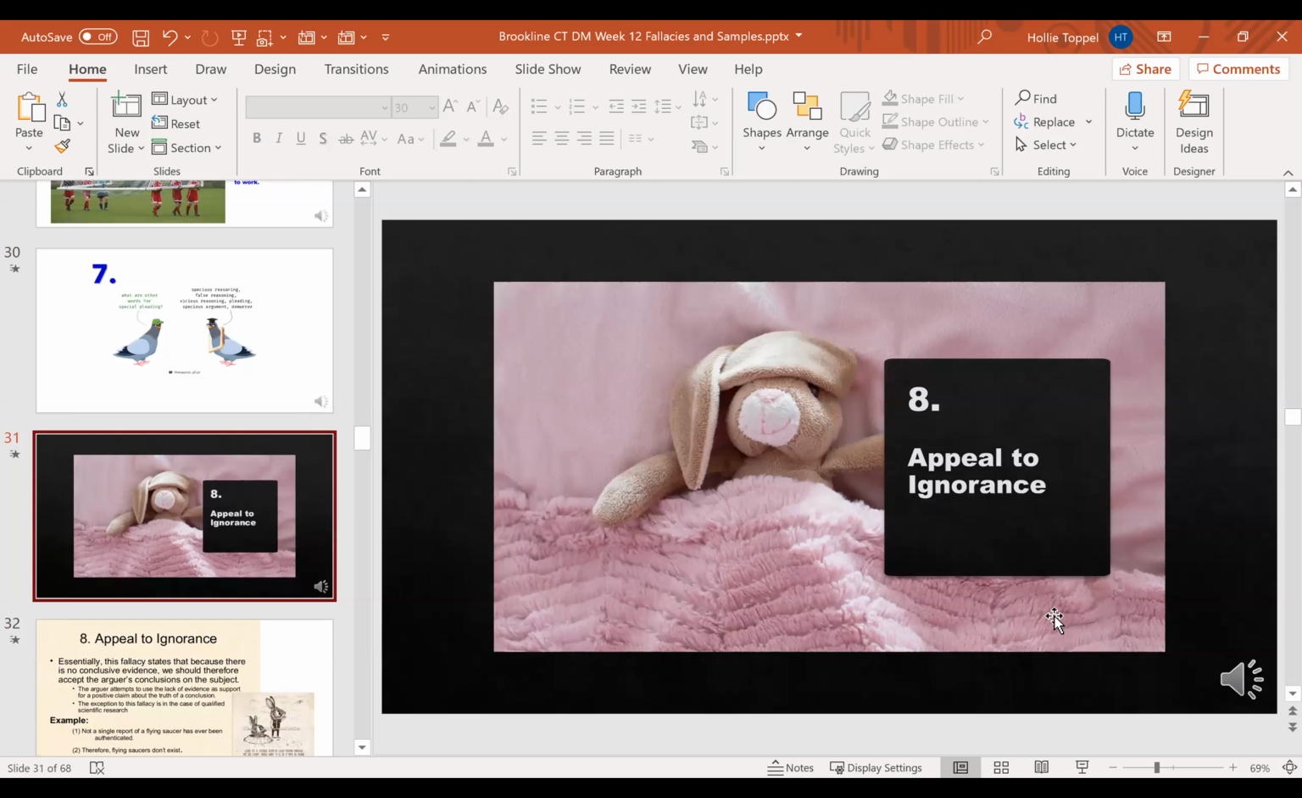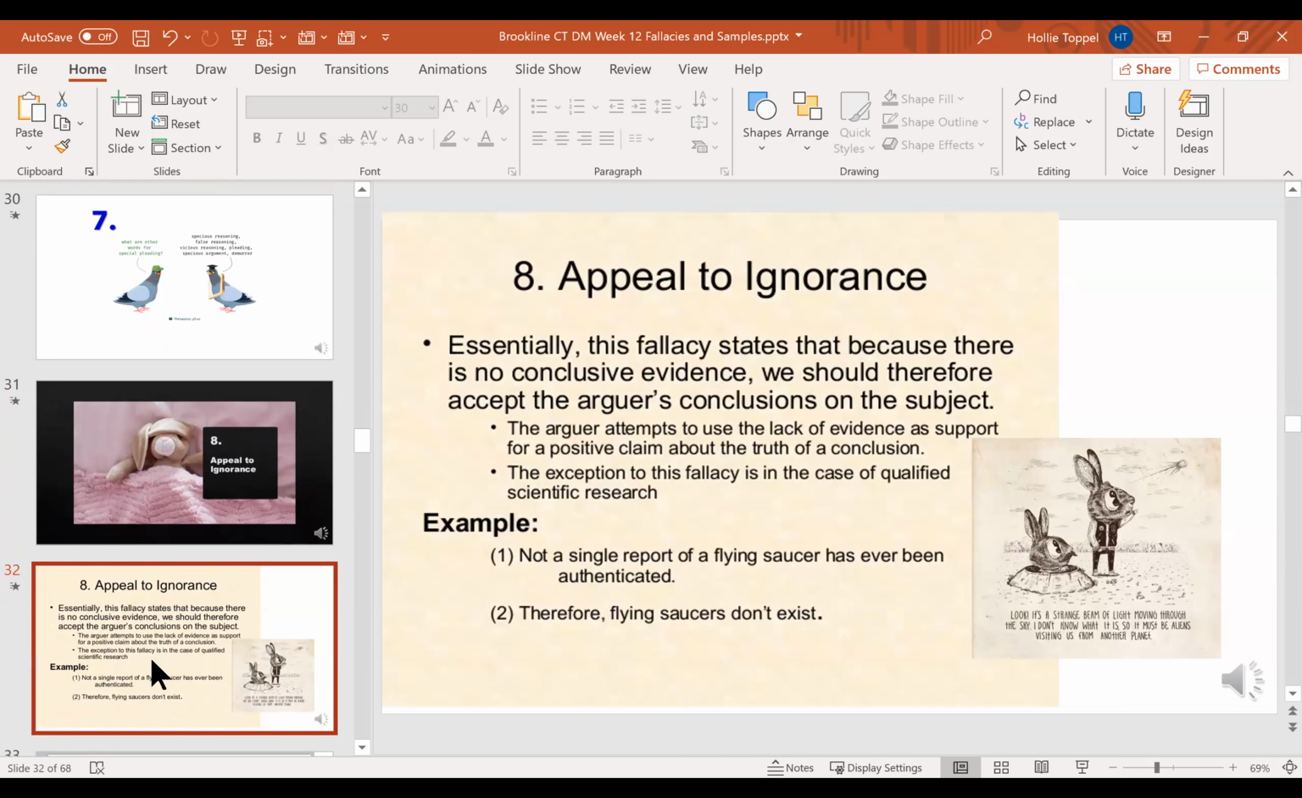Number 8 is appealing to ignorance. Because you have no conclusive evidence, we should therefore accept the arguer's conclusion. Can you see how many of these fallacies relate to COVID-19? The arguer attempts to use a lack of evidence as support for a positive claim about the truth of the conclusion. The exception to this fallacy is a case of qualified scientific research, which we're going to do in the next one. Not a single report of a flying saucer has ever been authenticated. Therefore, flying saucers don't exist.